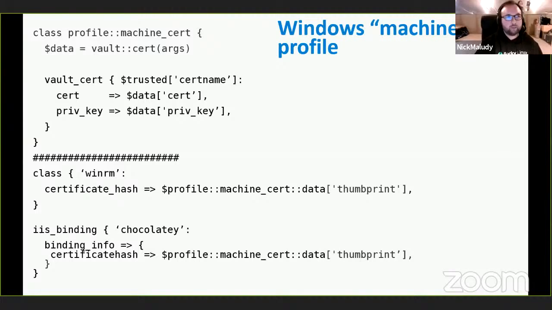So in the top is where we're defining our machine certificate that's static and as a single instance. And on the bottom, we're defining our WinRM binding as well as our IIS binding for Chocolatey that reference the exact same certificate that was created for our machine.